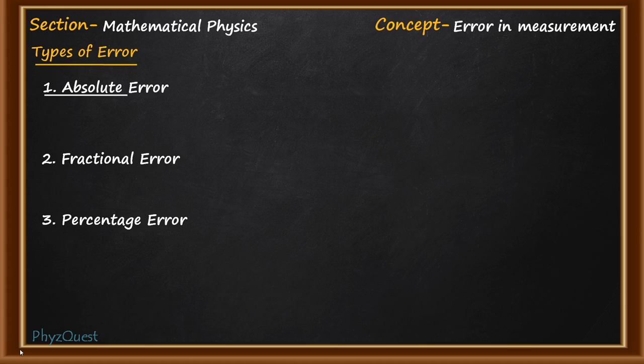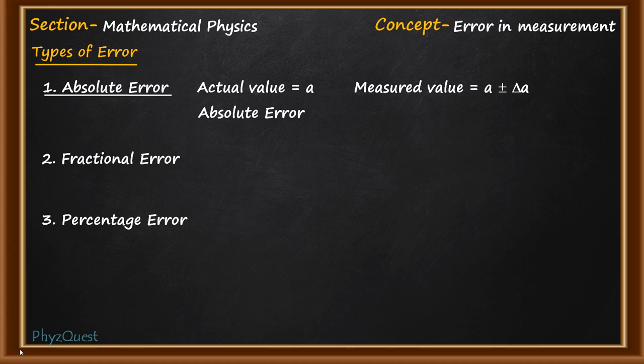First is the absolute error. Absolute error is actually the difference between the measured value and the actual value. So suppose we measure a quantity and its actual value is equal to a, and the measured value is equal to a plus delta a. So absolute error in this case will be equal to the measured value minus the actual value, which is equal to plus or minus delta a. This is very simple.